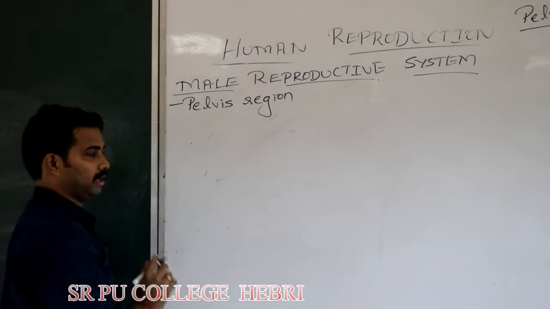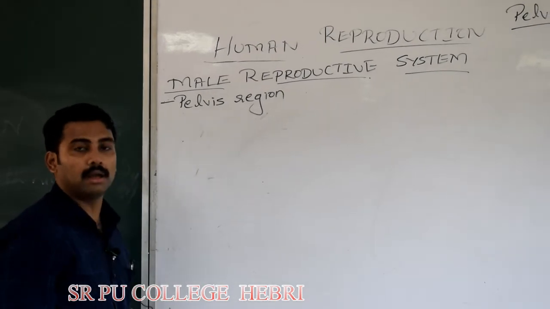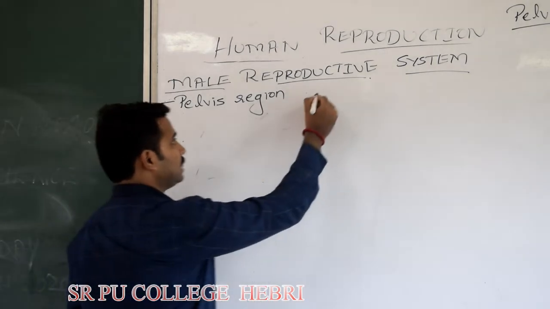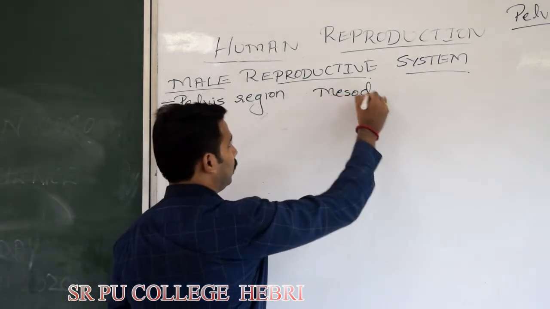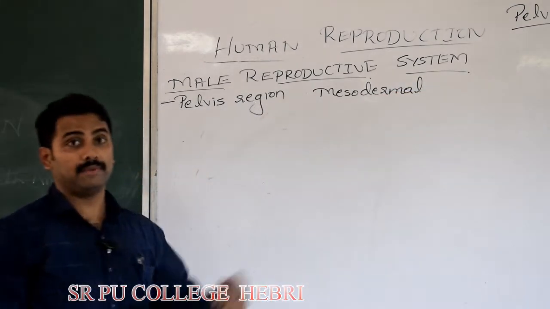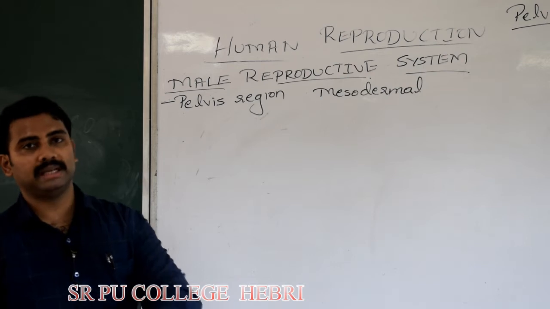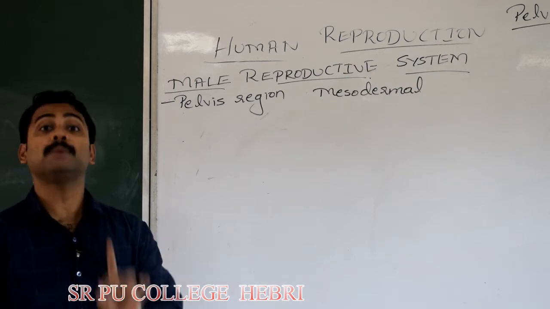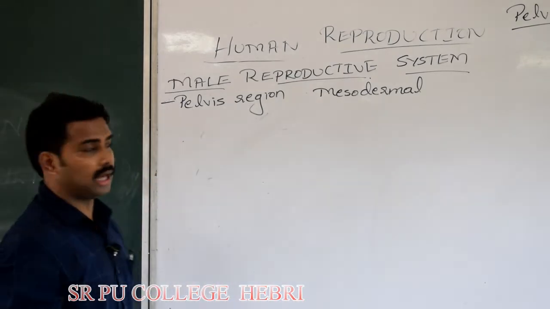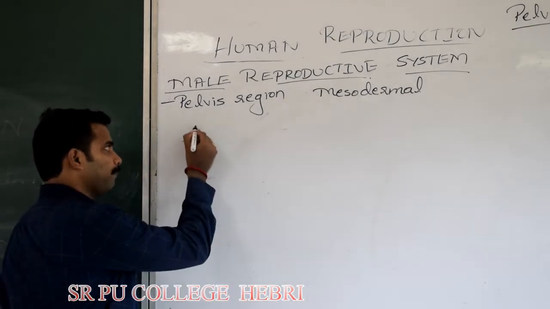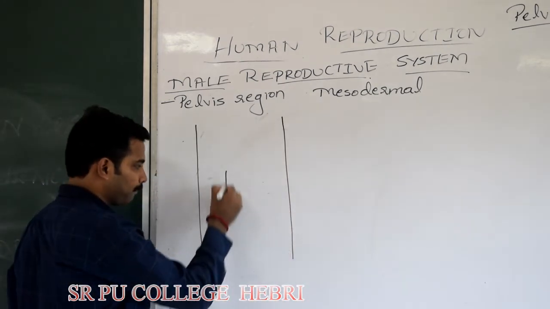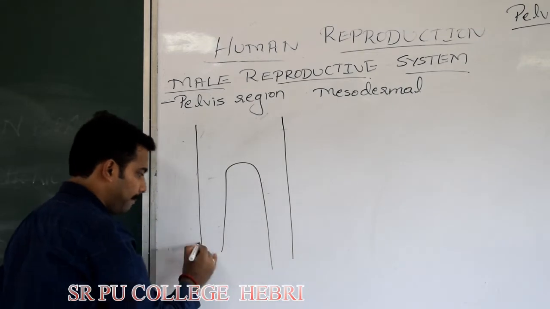Try to understand here. In males, the primary sex organ is the testis. The testis is mesodermal in origin. Even the ovary, that means both testis and ovary, are gonads. Gonads are mesodermal in origin.